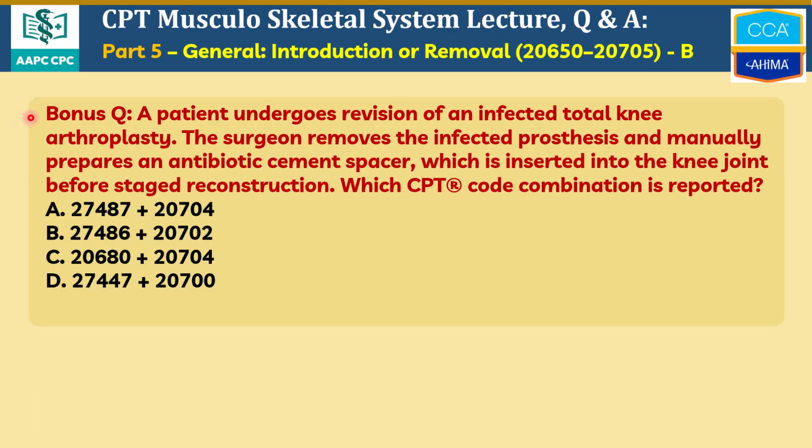Finally, a bonus question. A patient undergoes revision of an infected total knee arthroplasty. The surgeon removes the infected prosthesis and manually prepares an antibiotic cement spacer, which is inserted into the knee joint before staged reconstruction. Which CPT code combination is reported? So there are 4 answers available. Take your CPT code book and find the answer.